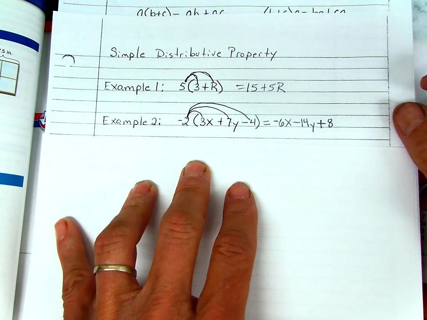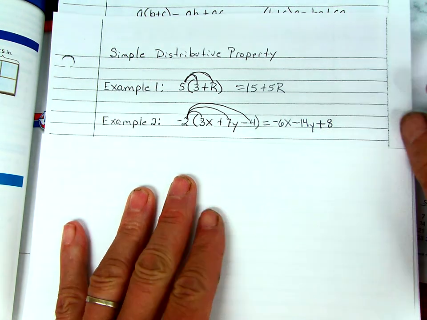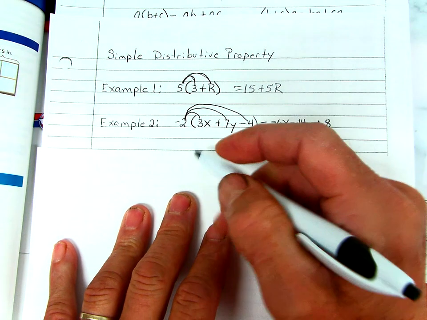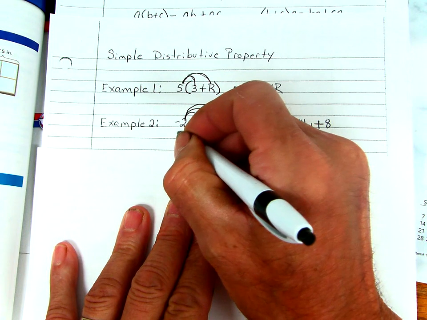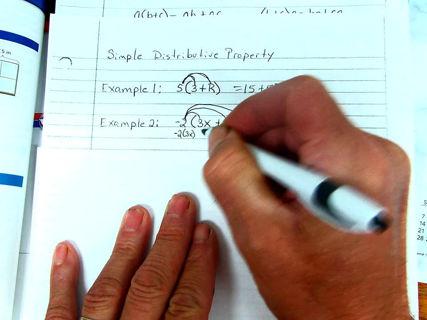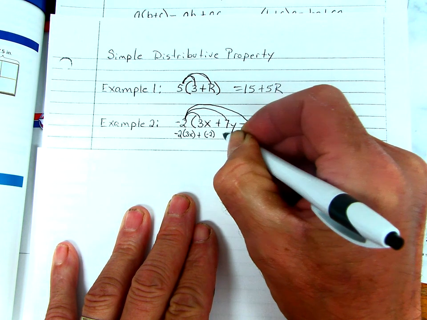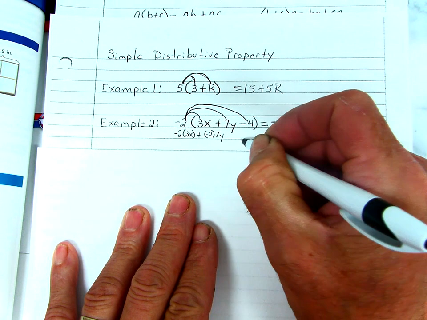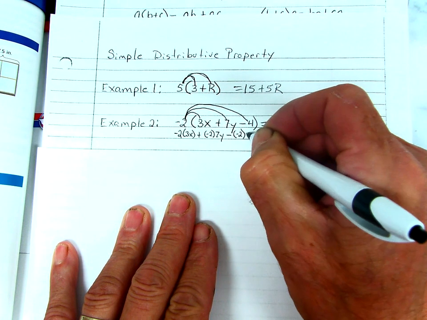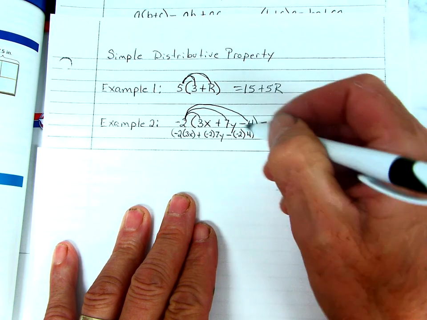So here's how the book does it. And I don't care if you use the loops or if you do the way the book says. The book says you write each one of these as an independent product, meaning negative 2 times 3x plus negative 2 times 7y minus negative 2 times 4 equals.